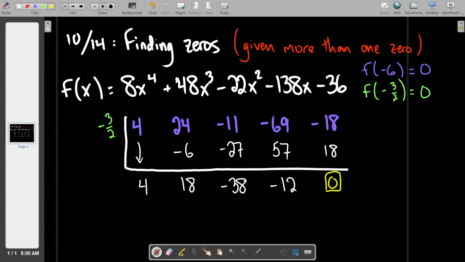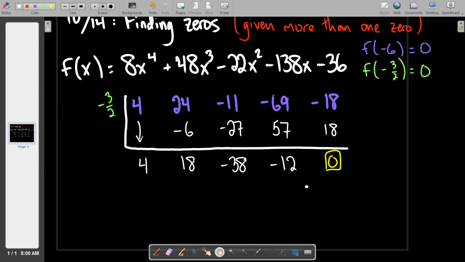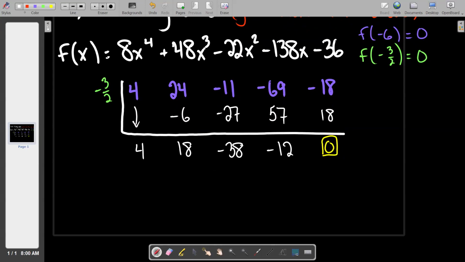I'm just going to show you on this example what it looks like when we now do back-to-back synthetic divisions. This is our first time ever doing this. You actually just now build down off of these existing numbers and create like a staircase.